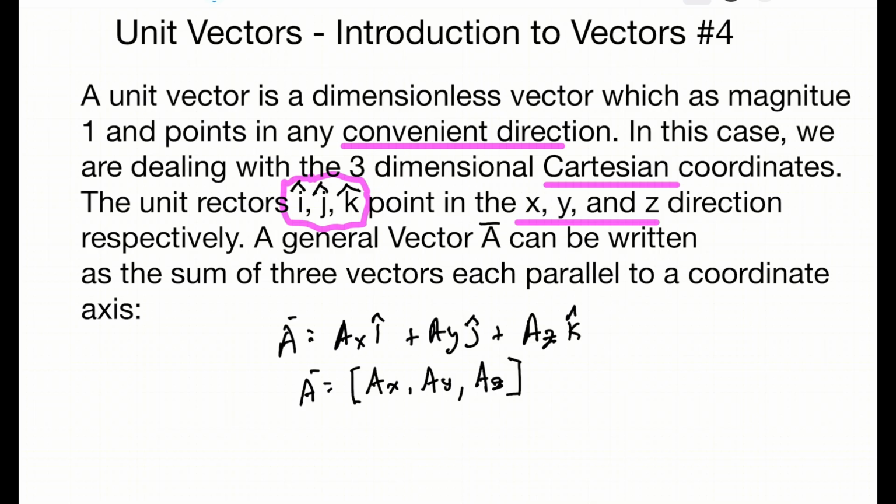So a general vector A can be written as a sum of three vectors, each parallel to the coordinate system. In this notation right here, you have the component Ax times i, and then Ay parallel to the j-axis or the y-axis, and then Az, which is along the z-axis, and that's the unit vector k. Now we can write this in a triple notation, which is a kind of shorthand where we just take these individual components and write them out and just assume that the i, j, and k are there. So you'll see these unit vectors written in both of these formats.